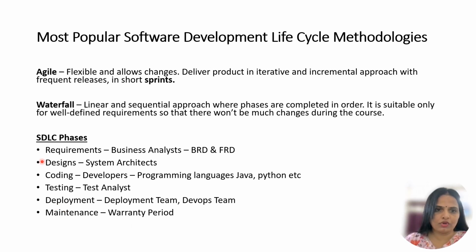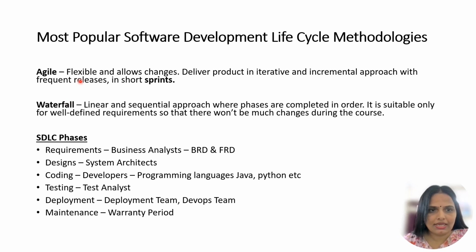Hope you now got what the SDLC phases are. There are 6 phases. We need to go through these 6 phases to develop a quality application. So now let's come to Agile and Waterfall. What is Agile? What is Waterfall?